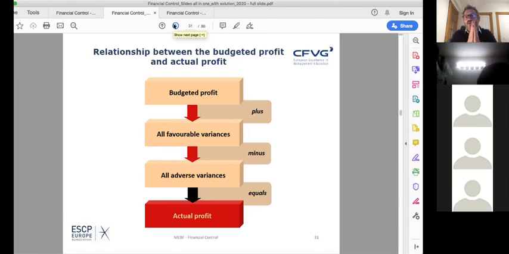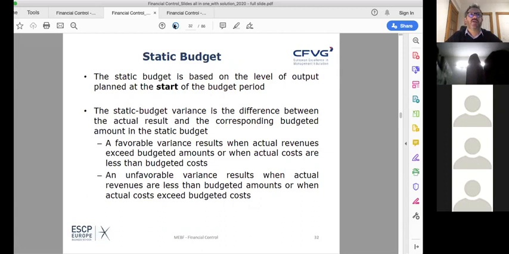We're going to learn to structure and calculate sub-variances, firstly about raw material, and then we will split raw material between price and quantity, and so on and so on, so we can analyze the situation better. So this is what we're going to learn to do in the next slides.